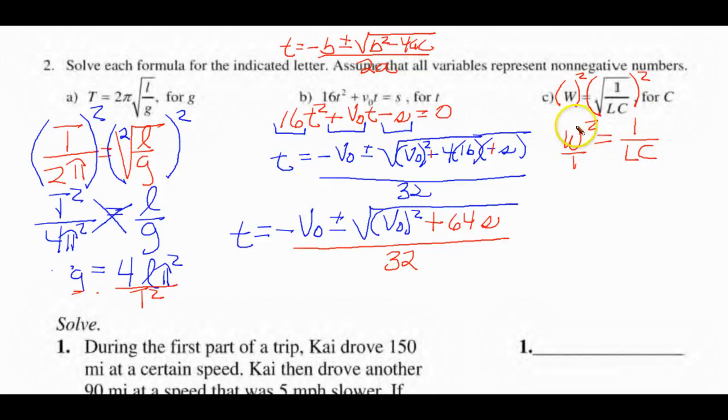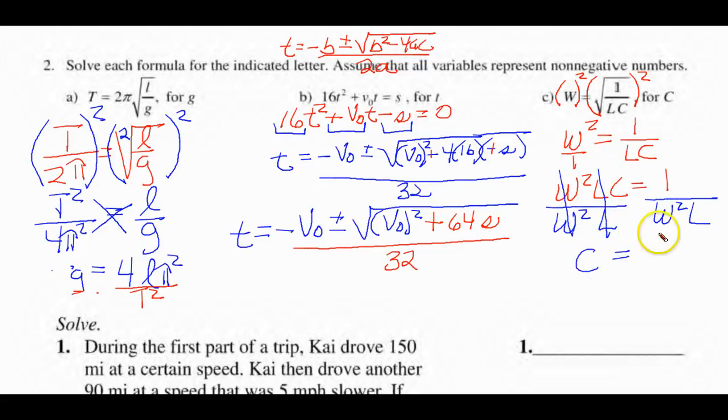Now, since they're fractions, we can cross multiply. W squared LC equals 1. And we want to solve for C. So what we do here is divide both sides by the letters we don't want. We don't want the W squared there, and we don't want the L. So W squared L. Here they just cancel out, and we get C equals 1 over W squared L. And these are our answers.